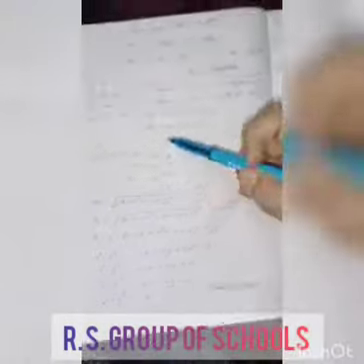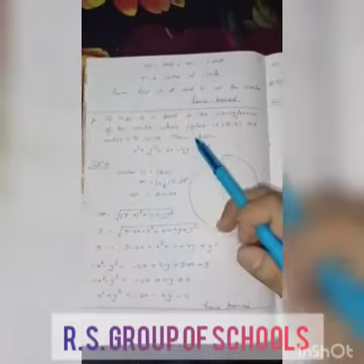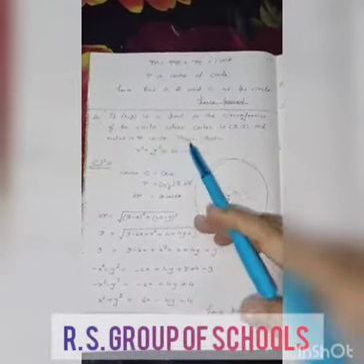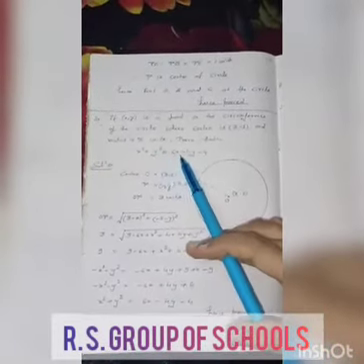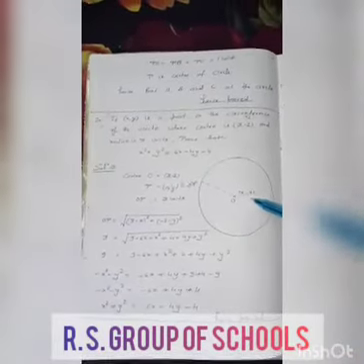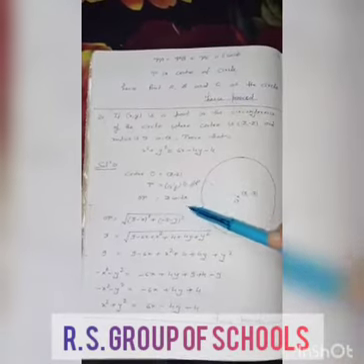Next question is: if (x, y) is a point on the circumference of the circle whose center is (3, minus 2) and radius is 3 units, prove that x square plus y square equals 6x minus 4y minus 4. First, the center of the circle is (3, minus 2). Let point P equal (x, y). OP equals 3 units.